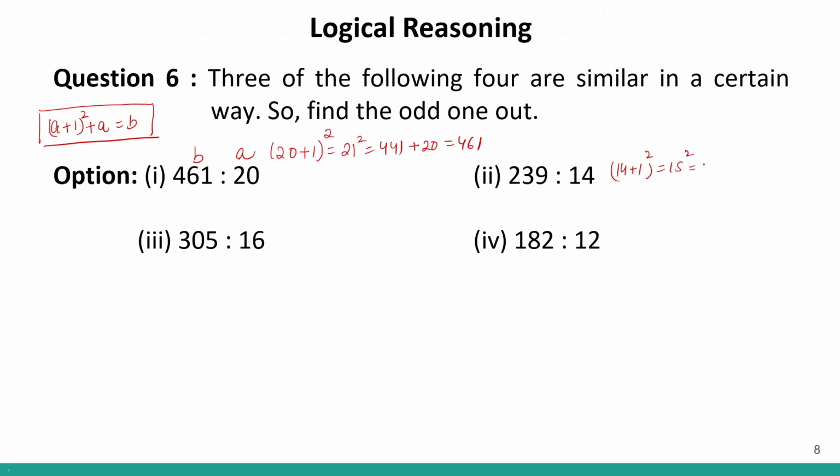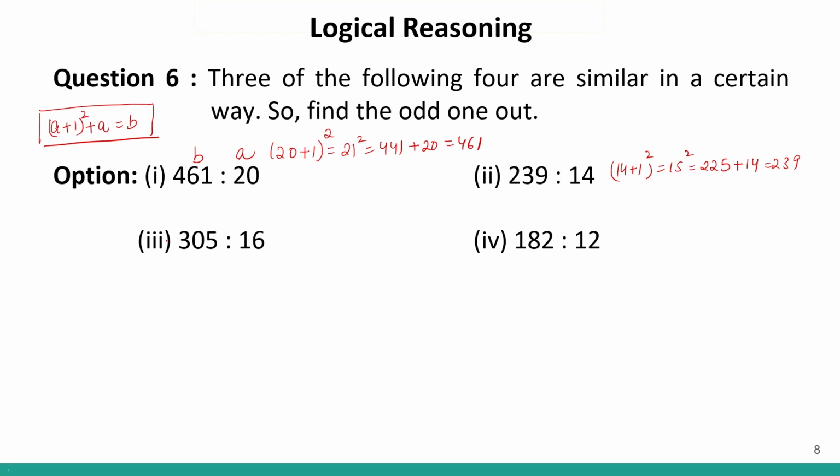15 square is how much? 15 square is 225. And if I add 14 into it again, I'll get 9, 3 and 2. So I'll get 239. So this logic is true for option number 2 as well. So this logic of A plus 1 square plus A equals B is correct for option number 1 and it is correct for option number 2 as well.